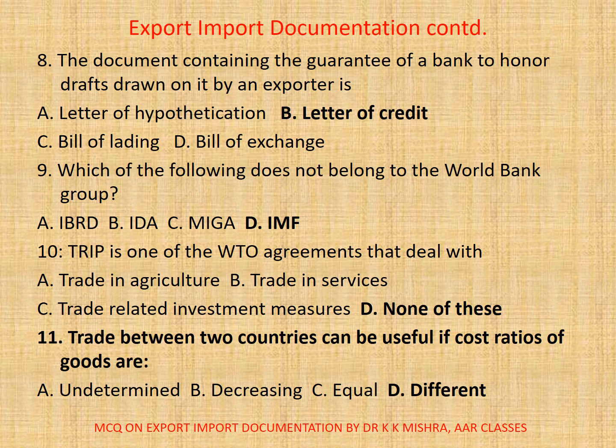Question number 8. The document containing the guarantee of a bank to honor drafts drawn on it by an exporter is, here options are A. Letter of hypothecation, B. Letter of credit, C. Bill of lading, D. Bill of exchange. Correct option is B. Letter of credit.